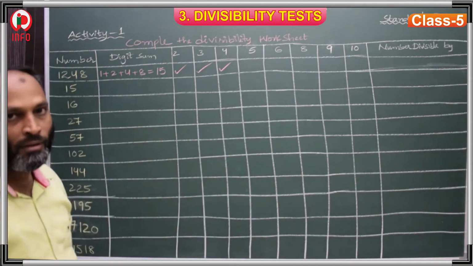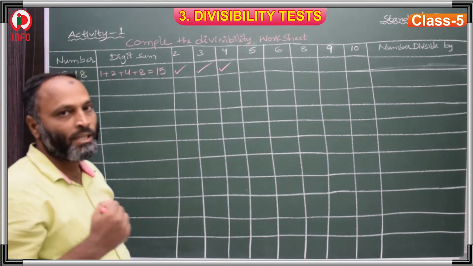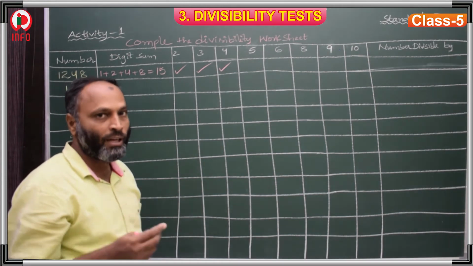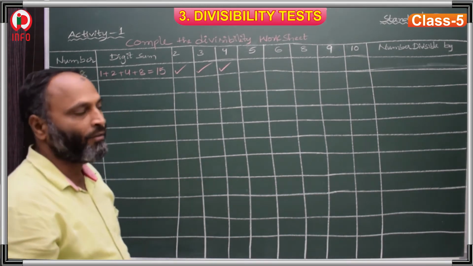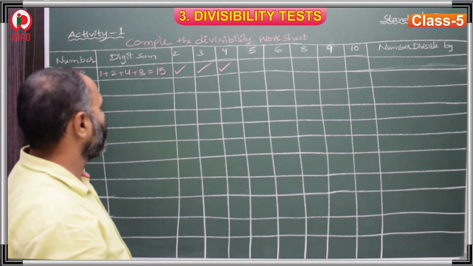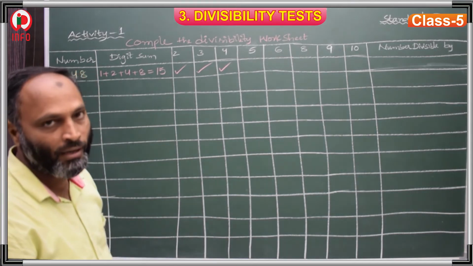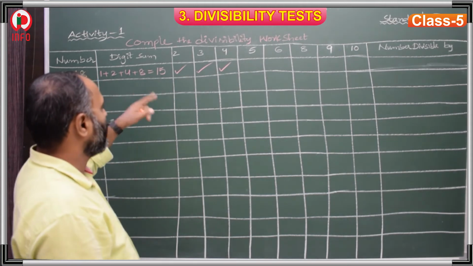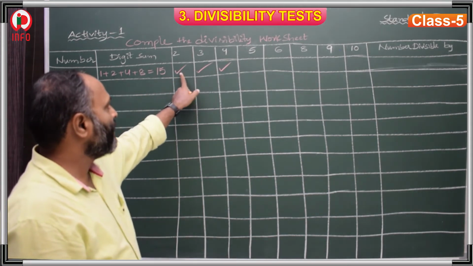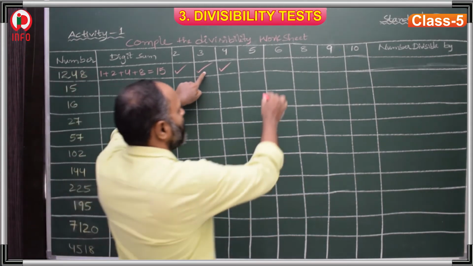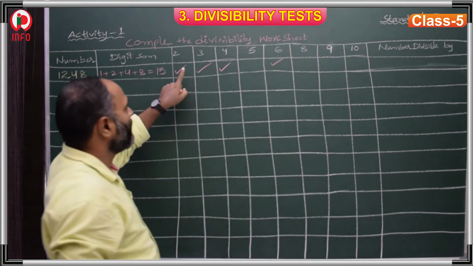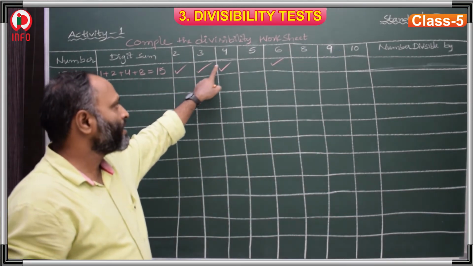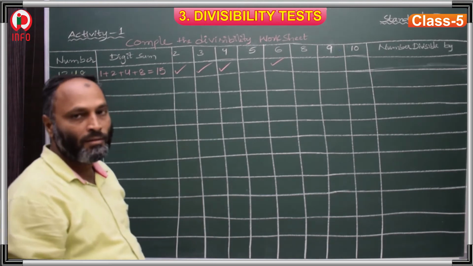In the 5 table, if the last digit is 0 or 5, then only it is divisible by 5. Here there is no 0, no 5, so it is not divisible by 5. Then 6: if a number is divisible by 2 and 3, then it is divisible by 6. Here it is divisible by 2 as well as 3, so it is divisible by 6.